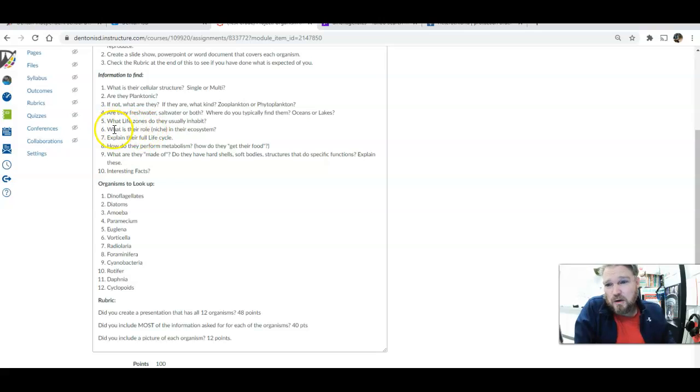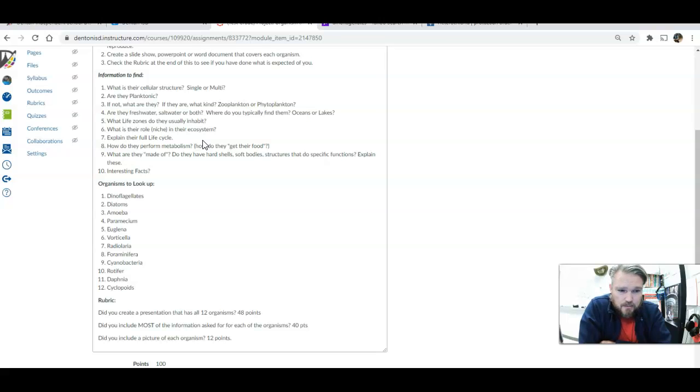Then, what is their role or niche in their ecosystem? So what's their role? A lot of these are going to function as producers. Some of them might function as primary consumers. So just kind of tell us what their function is.